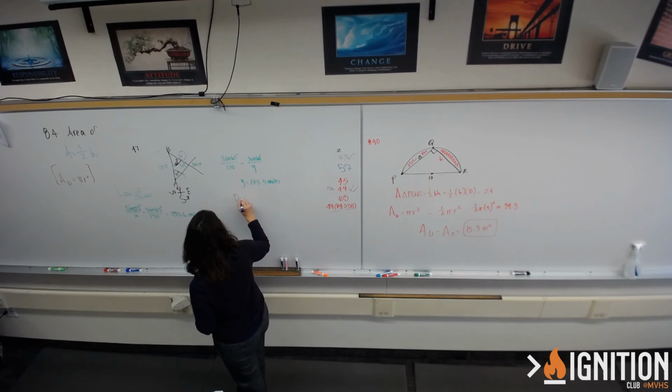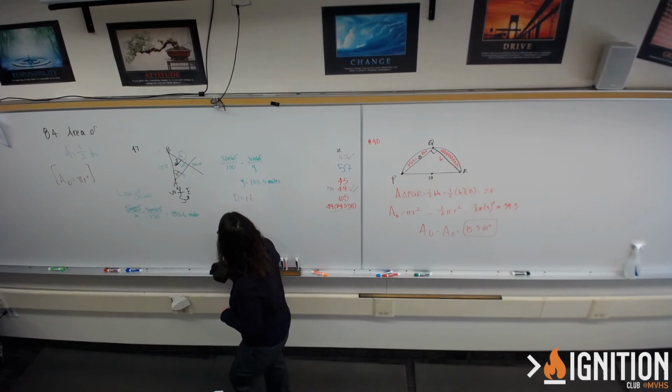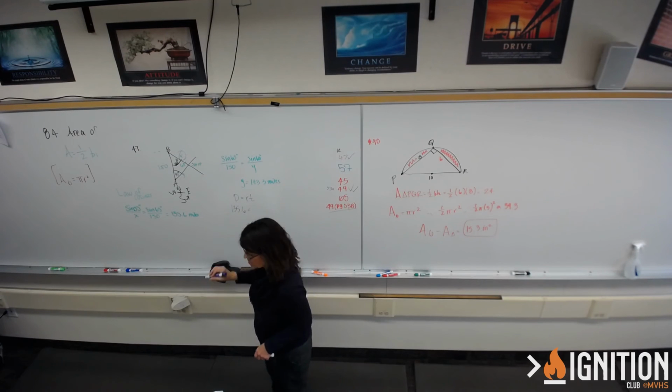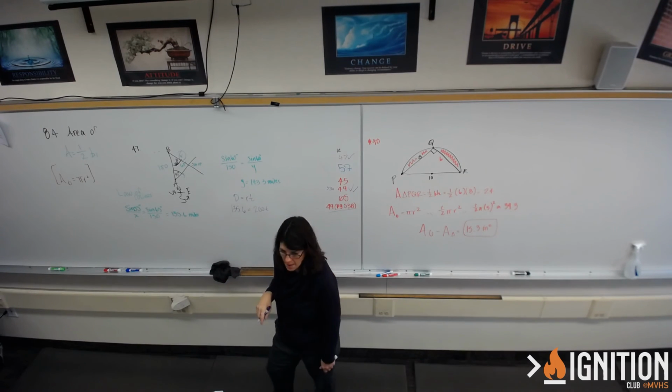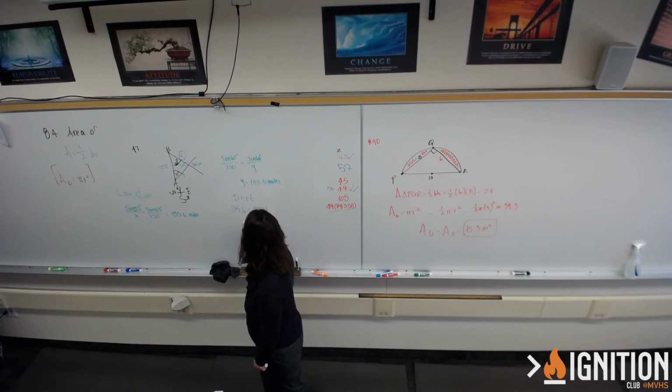So distance equals rate times time. So the distance is how far? 135.6. How fast is the helicopter going? 200 miles per hour. Divide. What do you get? 40.7 minutes. It's 0.7 hours.